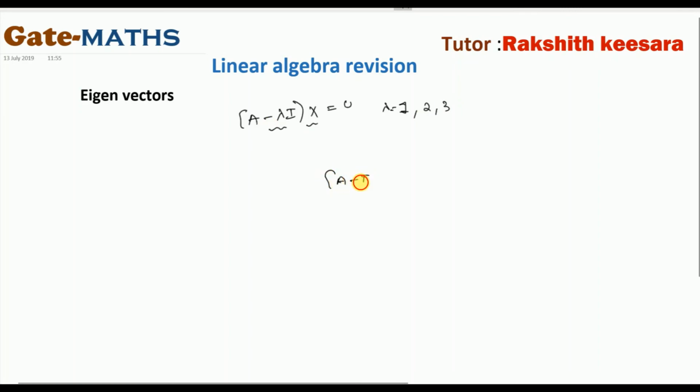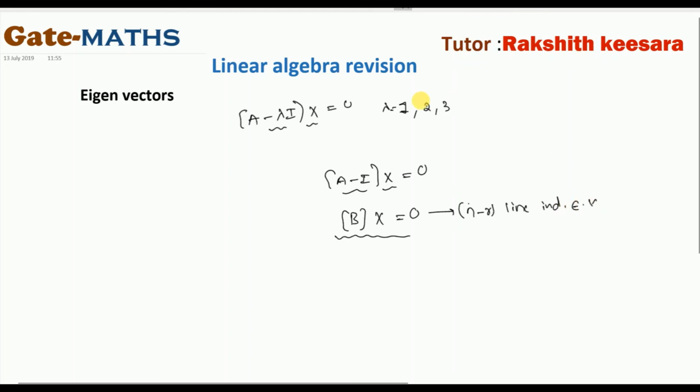(A - λI)x = 0. x is our eigenvector. Suppose the answer of A - λI is B. Then B x = 0. Now it is nothing but a homogeneous equation. In this homogeneous equation, you can find the number of linearly independent eigenvectors, which is equal to n - r linearly independent eigenvectors.